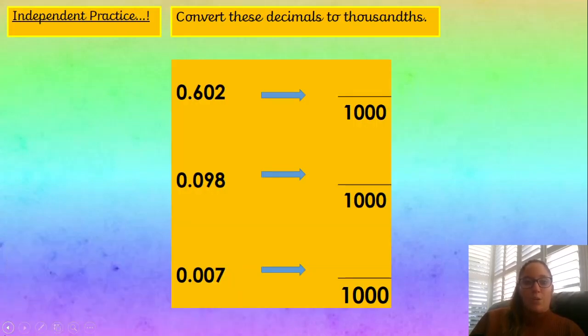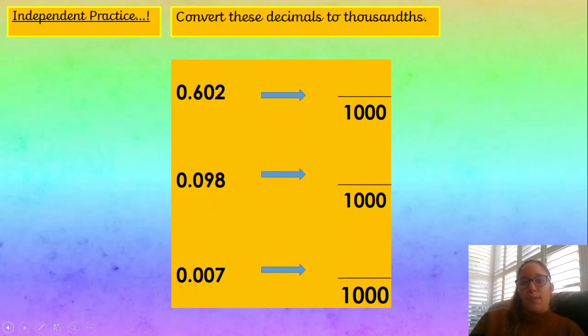Now, in your books, you need to write down these 3 decimals and convert them to thousandths. Okay, see if you can remember from yesterday's work. So write 0.602 and then you can just put equals and then the number over 1,000. So how many thousandths is 0.602? Pause the video and I will give you the answers when you come back.